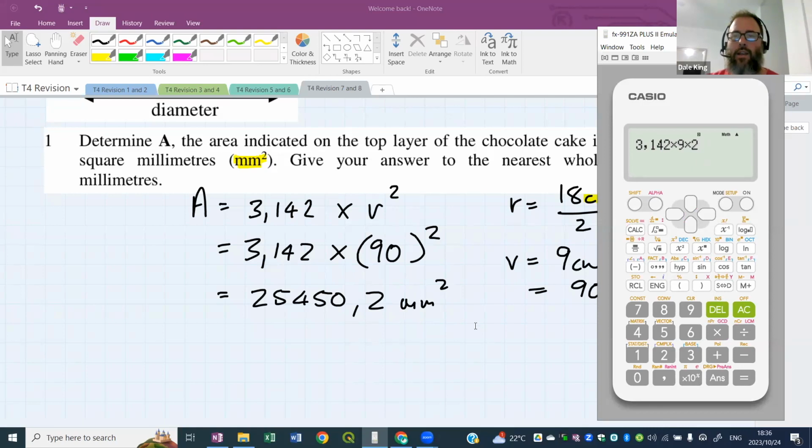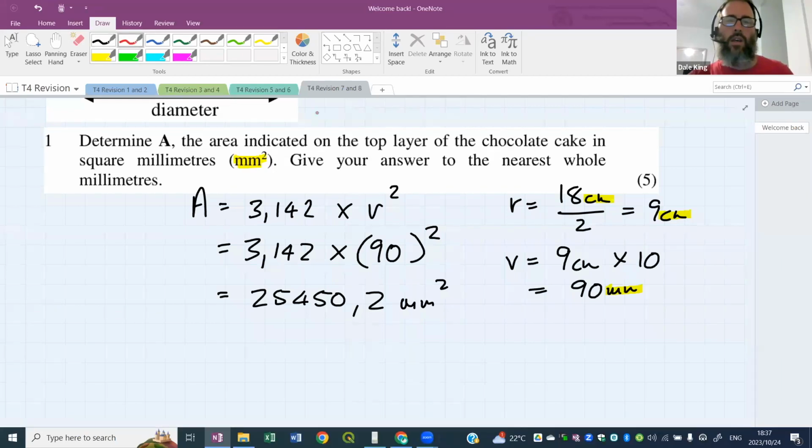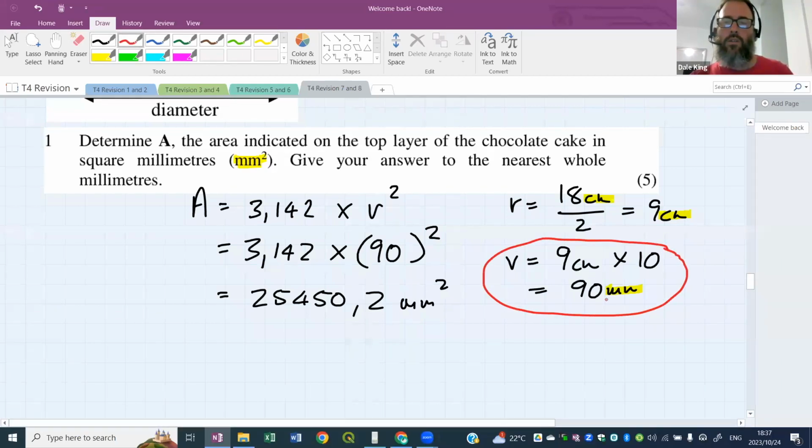Let's have a look at this. So first of all, the 9, that must be 9 centimeters, eh? Oh, I now understand, sir. Okay. So first of all, the 9, we need to change that to millimeters. So you see over here on the right-hand side, I changed my 9 centimeters to become millimeters because the question wants millimeters squared. That's the first thing.